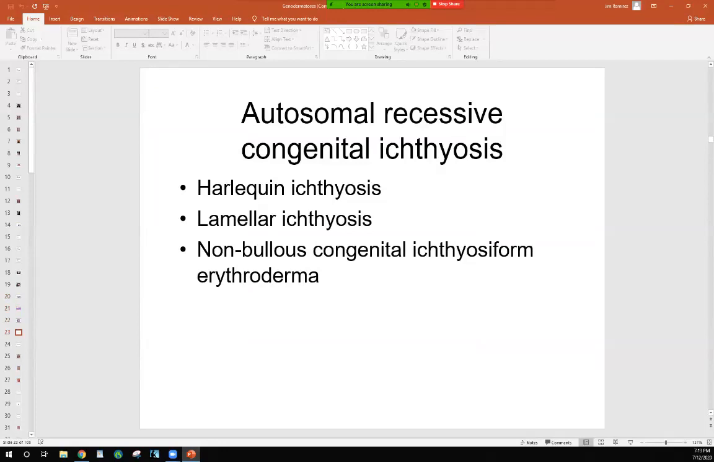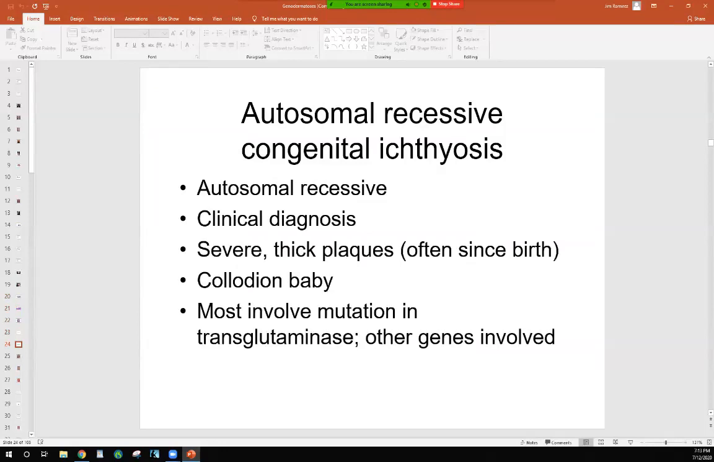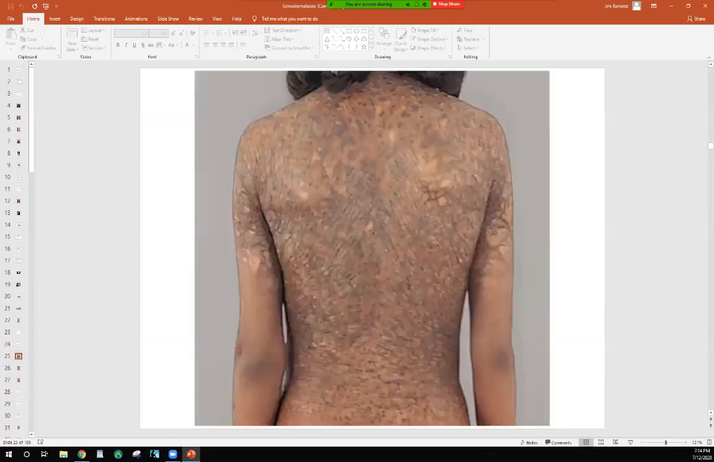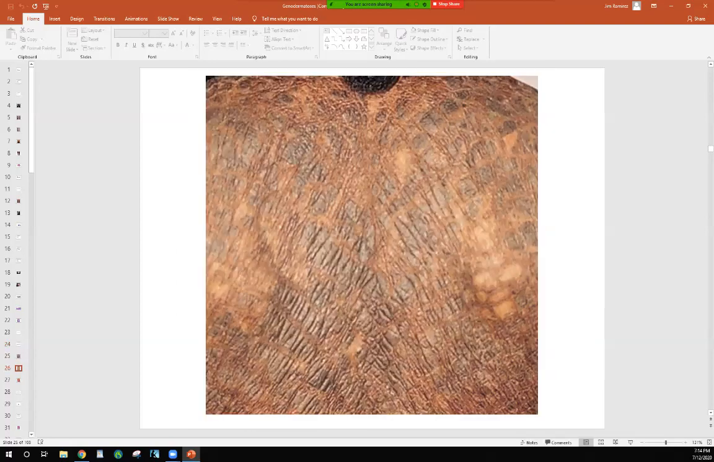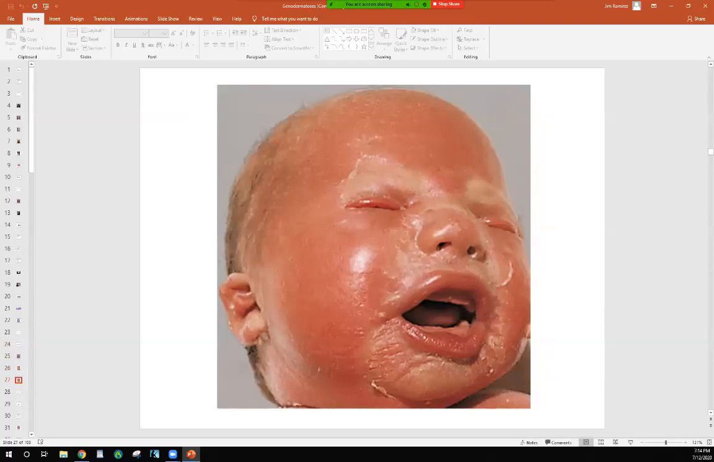We'll talk about the autosomal recessive congenital ichthyosis. This is also formerly known as harlequin ichthyosis or lamellar ichthyosis, or the non-bullous congenital ichthyosiform erythroderma. Autosomal recessive, it's essentially a clinical diagnosis. You can get severe thick plaques, and this is the one associated with the collodion baby, which is a very striking clinical presentation. Mutations in transglutaminase or other genes. Some clinical photos. And then here's the collodion baby.